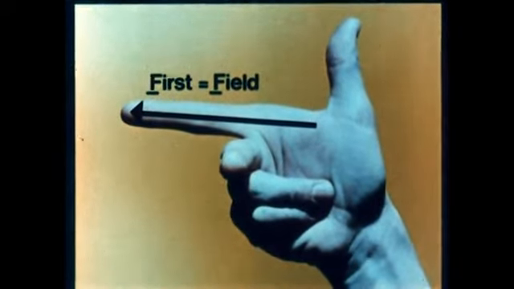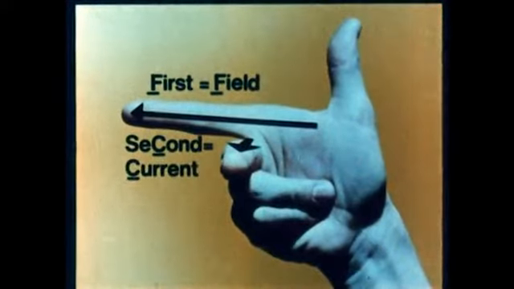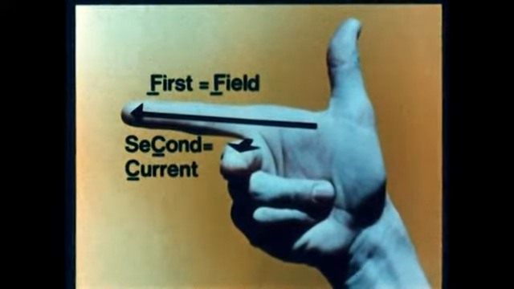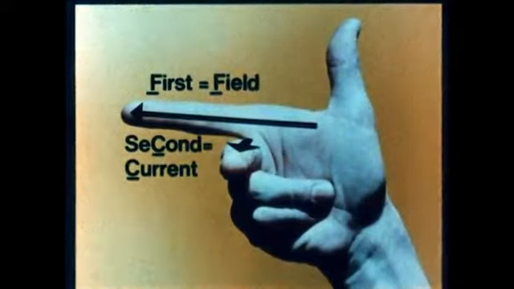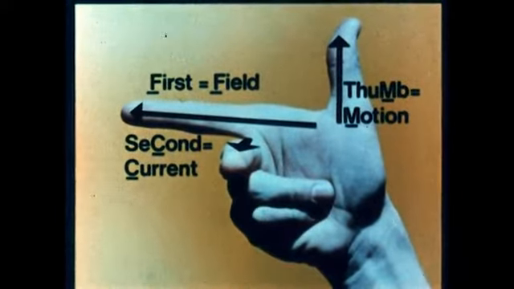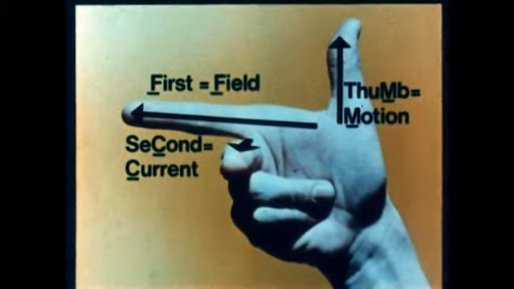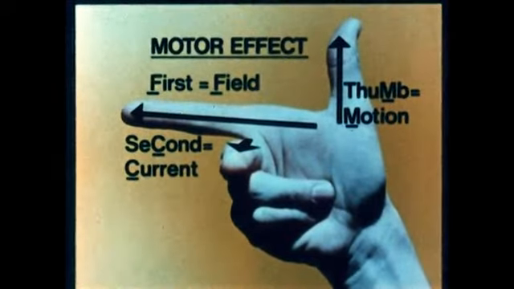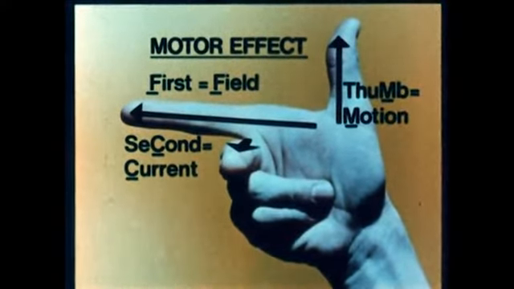You line up your second finger with the direction of the current. There's a C in second, and C is for current. Now the direction in which the thumb points gives you the direction of motion. There's an M in thumb, and M is for motion. Remember, this is the motor effect, and it is a right-hand rule.